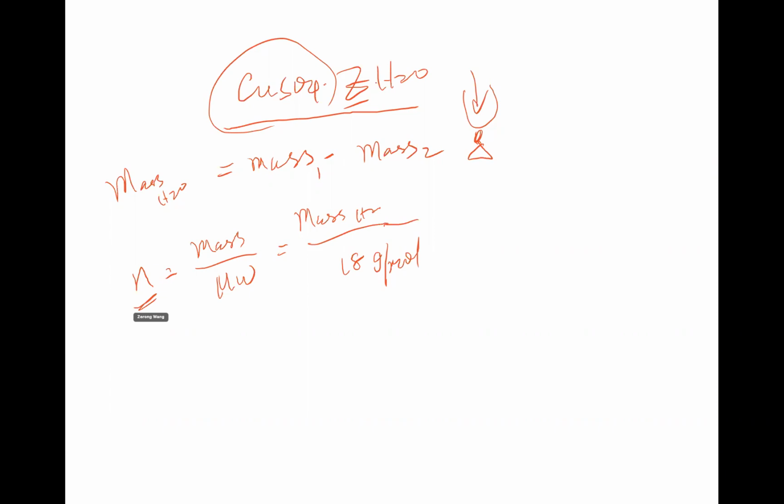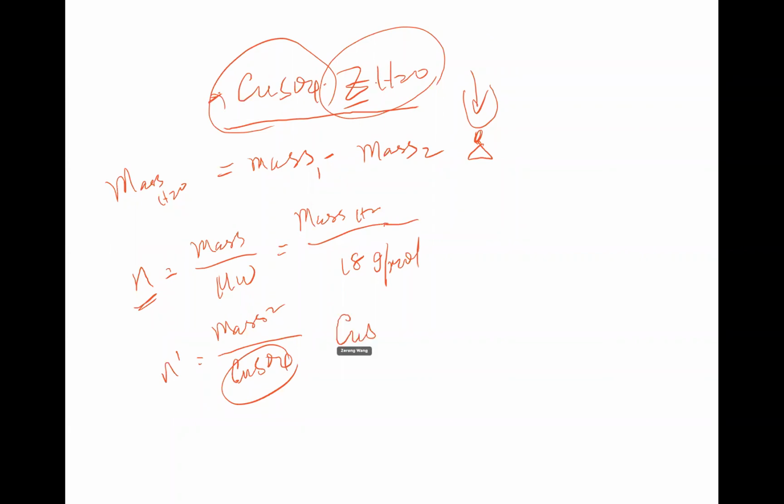That will show how many moles of water. Then look at this mass 2. So N prime equals mass 2 divided by the molecular weight of copper sulfate itself. This will give us the number of moles of copper sulfate. Then we can use the moles of water we found from this equation divided by the moles of copper sulfate, and we find that the ratio should reflect the value of the Z here. That's the principle for our experiment today. So you can apply this.